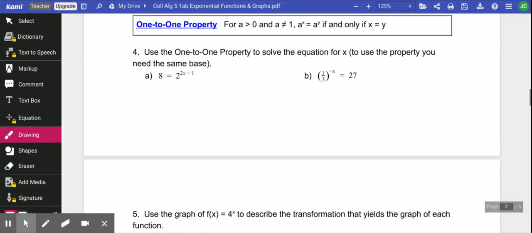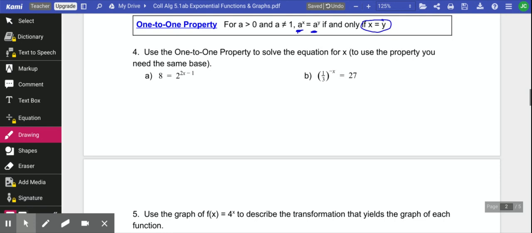What the one-to-one property says is as long as we have a base that's greater than 0 and not 1, if the bases are the same and they're equal to each other, that implies that the exponents are the same. Okay, so let's take a look at how this works in practice. We have 8 equals 2 to the 2x minus 1.